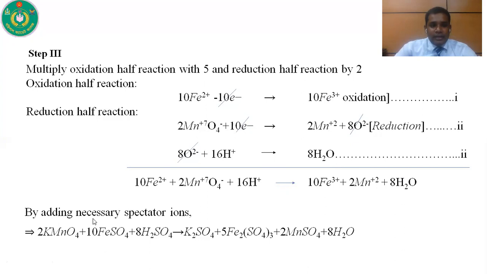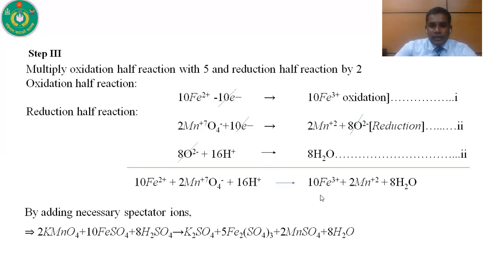So by adding necessary spectator ions, finally we can balance this equation, and we get 2 KMnO4, that is, this 2 is added with this substance, 10 ferrous sulfate, and as sulfuric acid contains 2 hydrogen, as we have 16 H+, if we add 8 into 2 means 16, so 8 molecules of sulfuric acid are needed here.